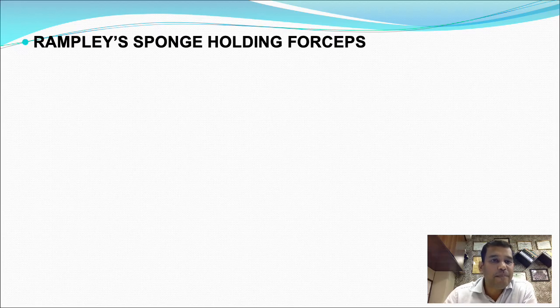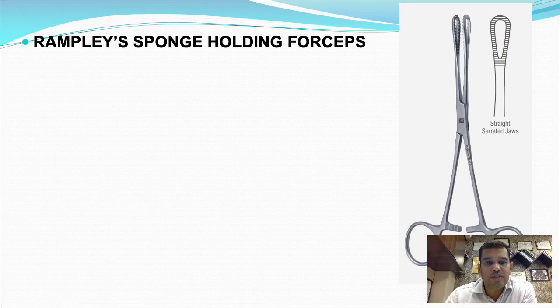Next instrument is Rampley's sponge holding forceps. This is the typical Rampley sponge holding forceps. This is the blade part, the joint, the shaft, the ratchet and the finger bow. The blade has a peculiarity: it has a bulbous end. It is a very wide, rounded structure with a central fenestration and a transverse serration. So this is called Rampley's sponge holding forceps.